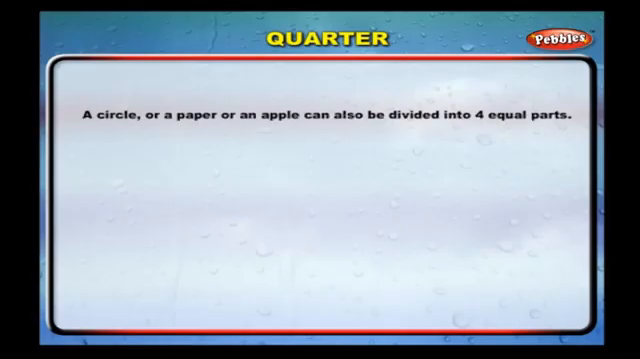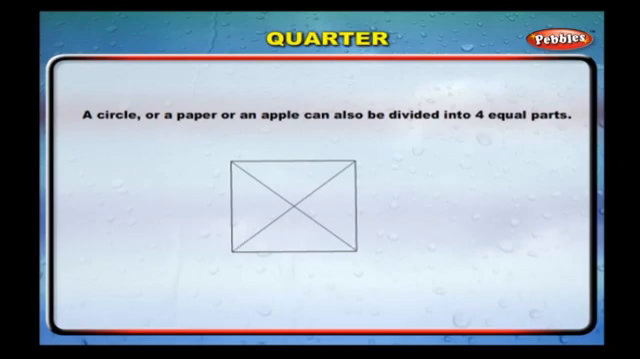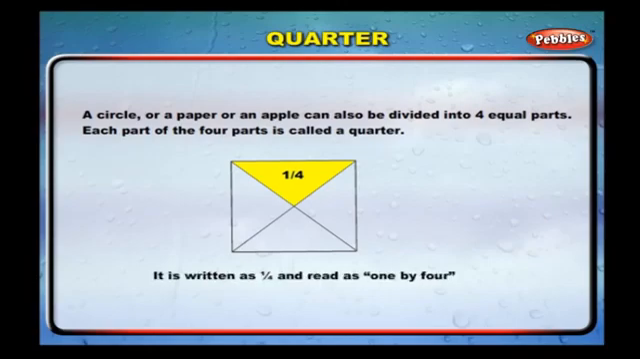Quarter. A circle or a paper or an apple can also be divided into 4 equal parts. Each part of the 4 parts is called a quarter. It is written as 1 by 4 and read as 1 by 4.